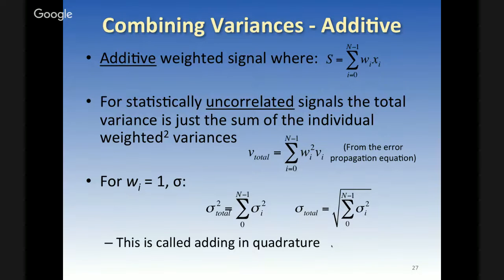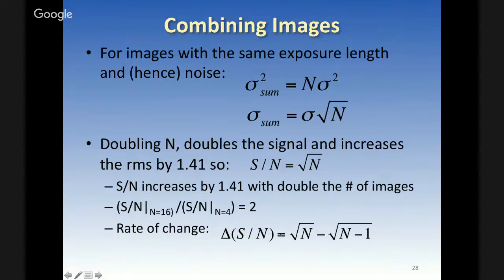And I want to emphasize this same relationship does not quite apply. The scaling's a little different if you're doing multiplication or division. So just be a little bit careful. You need to look at the relationship that comes from the propagation equation if you're going to combine variances when you're multiplying things. PixInsight takes care of that for you.